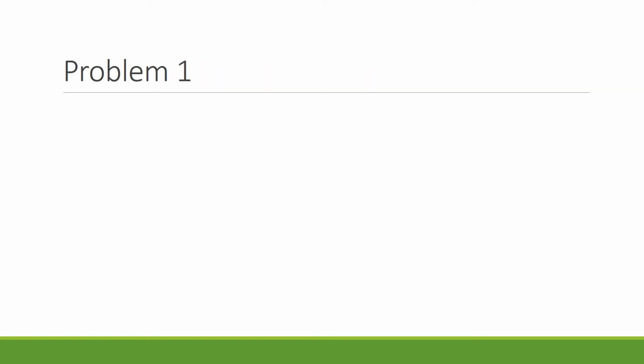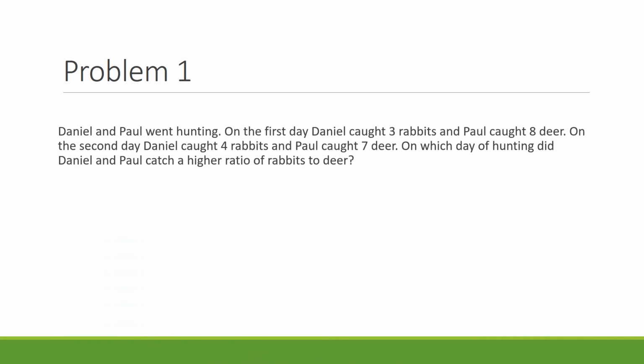Let's take a look at this first problem. Daniel and Paul went hunting. On the first day, Daniel caught 3 rabbits and Paul caught 8 deer. On the second day, Daniel caught 4 rabbits and Paul caught 7 deer. On which day of hunting did Daniel and Paul catch a higher ratio of rabbits to deer?